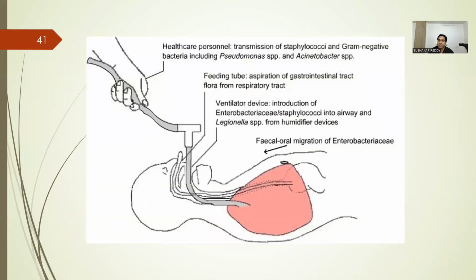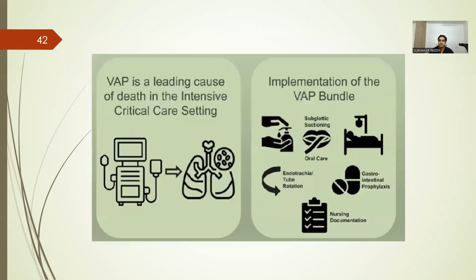So what are the ways by which VAP can occur? Healthcare professional transmission through the handling of the system and feeding tubes, aspiration of GI flora from the respiratory tract, ventilator devices, humidifiers, and fecal oral migration.